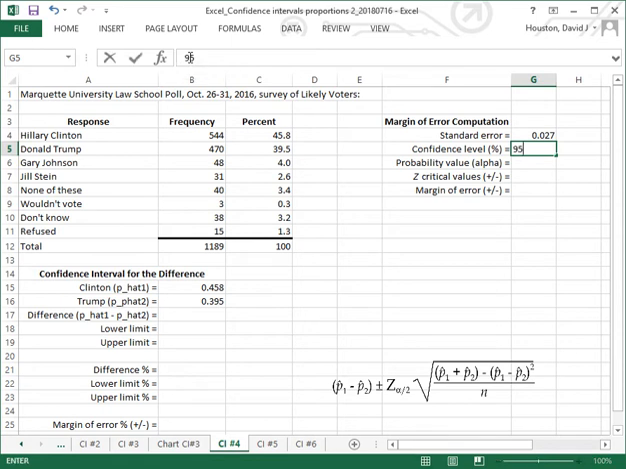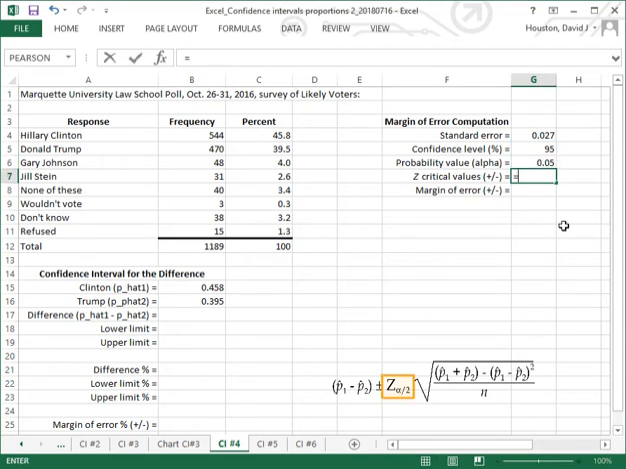Now I'm going to put in 95 for the 95% confidence level, and of course we could change this if we wish. A probability value then is going to be 0.05. We'll find that by equal 1 minus, and in parentheses I'm going to take the confidence level of 95% and divide that by 100 to get that into a proportion. So 1 minus 0.95 will result in 0.05.